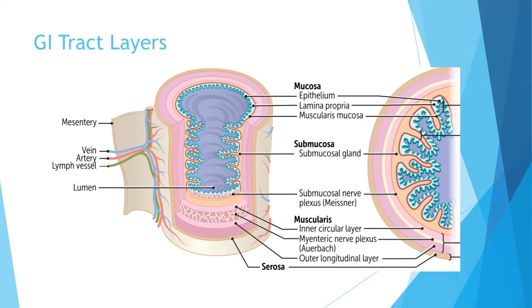Now, you need to remember that the Meissner nerve plexus is located in the submucosa, and the myenteric nerve plexus is located in the muscularis. This concept is time and again asked in the USMLE Step 1. The muscularis also consists of the inner circular muscle layer and the outer longitudinal muscle layer. And the last one, or outermost, is the serosa.